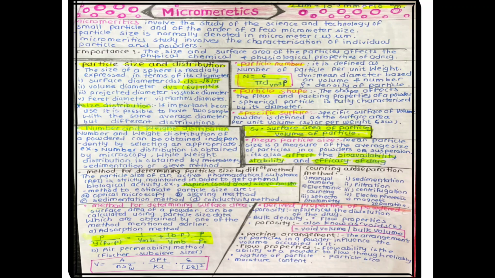Next one is the derived properties of powder. Porosity influences the dissolution of drug. Bulk density and flow properties: porosity is also known as voids, void volume or bulk volume. Packing arrangement: the arrangement of particles in powders influences the volume occupied and the flow properties.